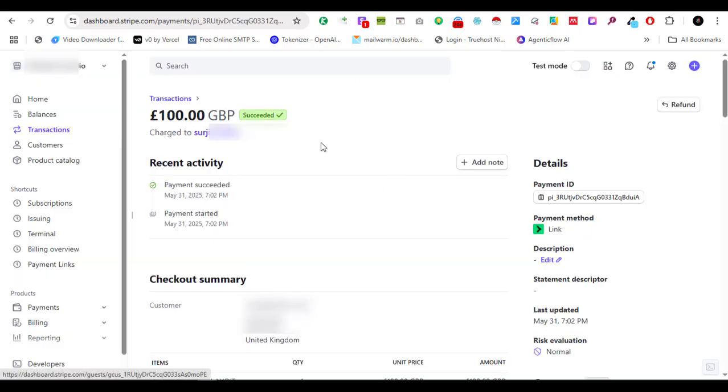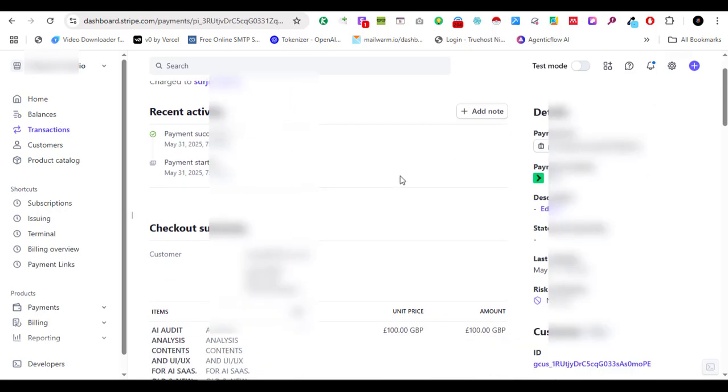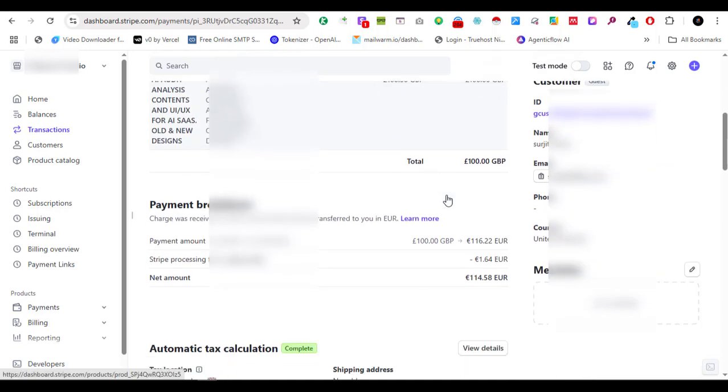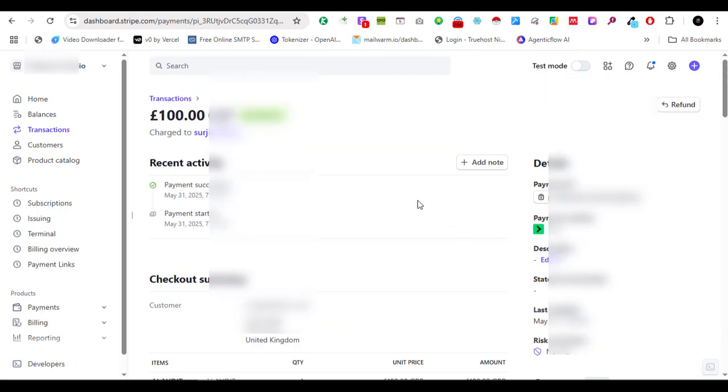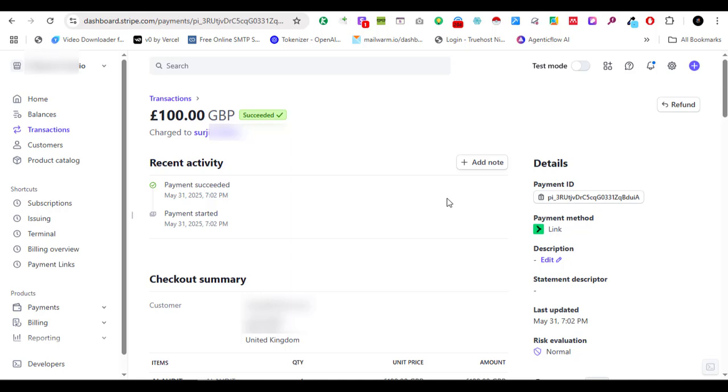So these were the payments that the client paid to me on Stripe, just an extra amount that he paid to me on Stripe for that same website. As you can see right here, the conversion from £100 gives 116 euros or 114 euros, which is also equivalent to $116. So let us make the calculation right now.